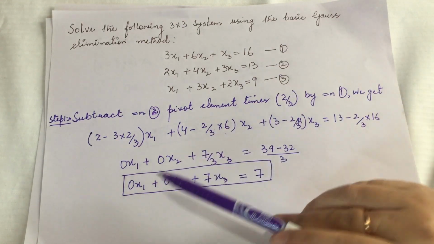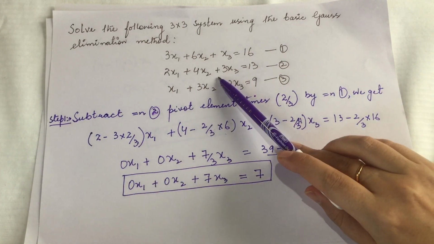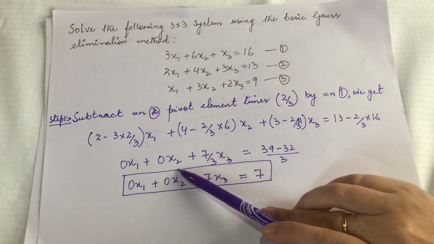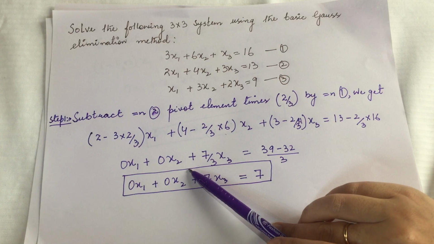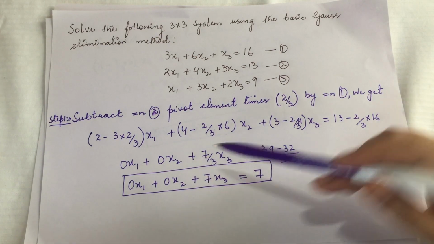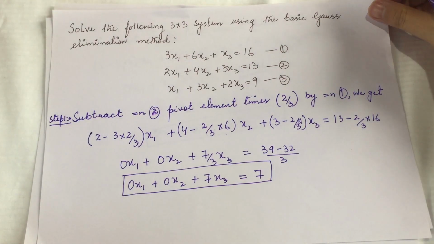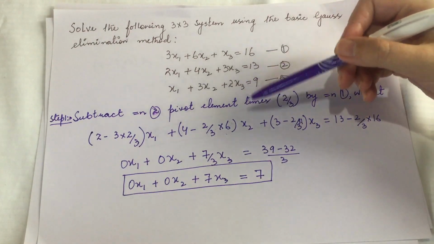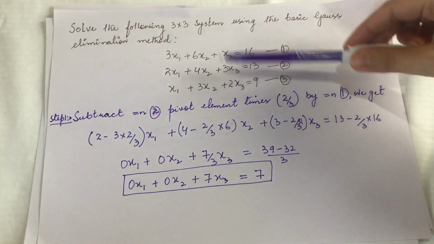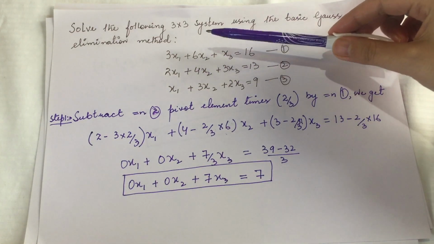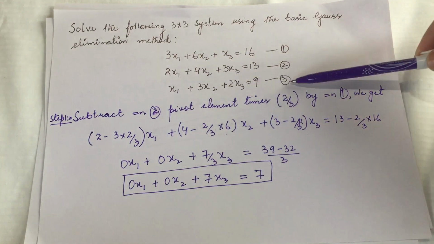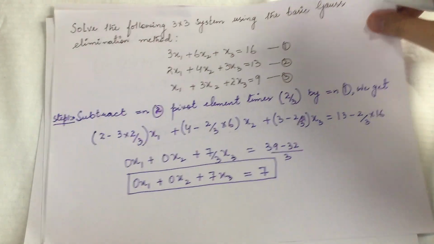Although we were trying to eliminate the x1 value from the second equation, it has also eliminated the x2 value. Sometimes you get a set of equations where more than one value gets eliminated. Then in our second step we have to follow the same thing. We have to again subtract pivot element times the first equation, so that we eliminate x1 from the third equation. So again we will do the same thing.